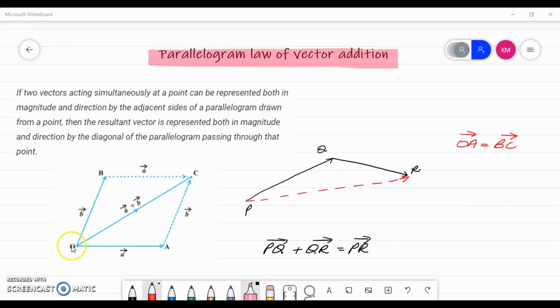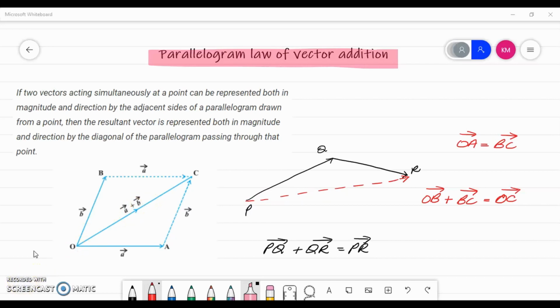So when we look at OB and BC, when we add those, we are going to get this resultant vector OC. And let me write it on the side here. OB plus BC is going to give me our resultant vector OC. And you can see that in your diagram here. From O to B and then from B to C gives us O to C. And that is denoted as A plus B.